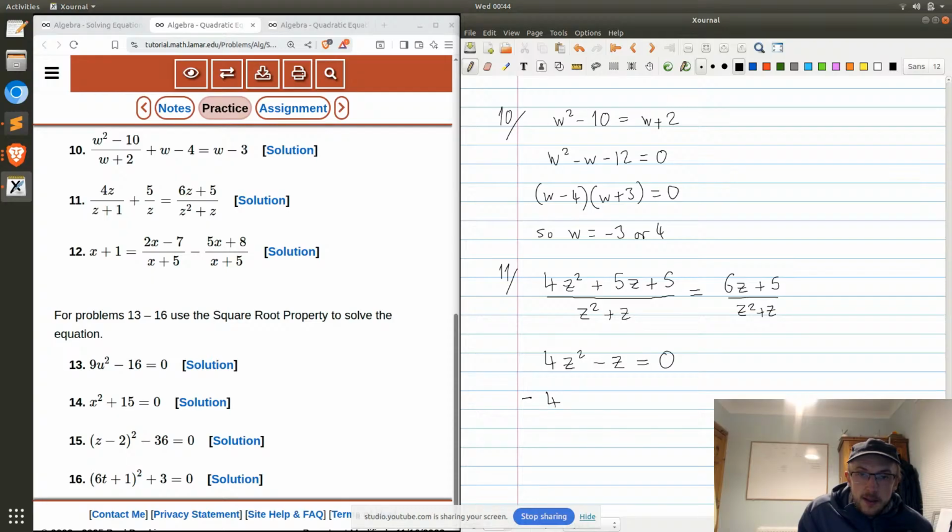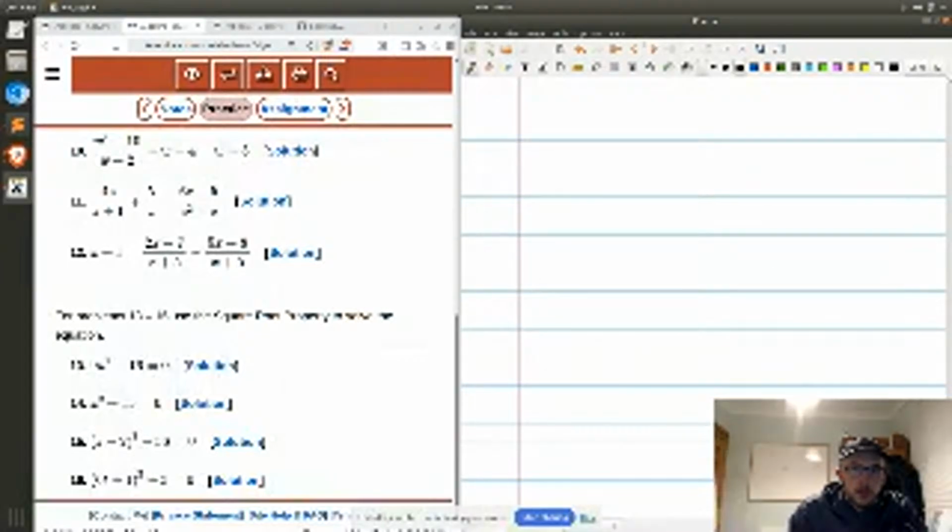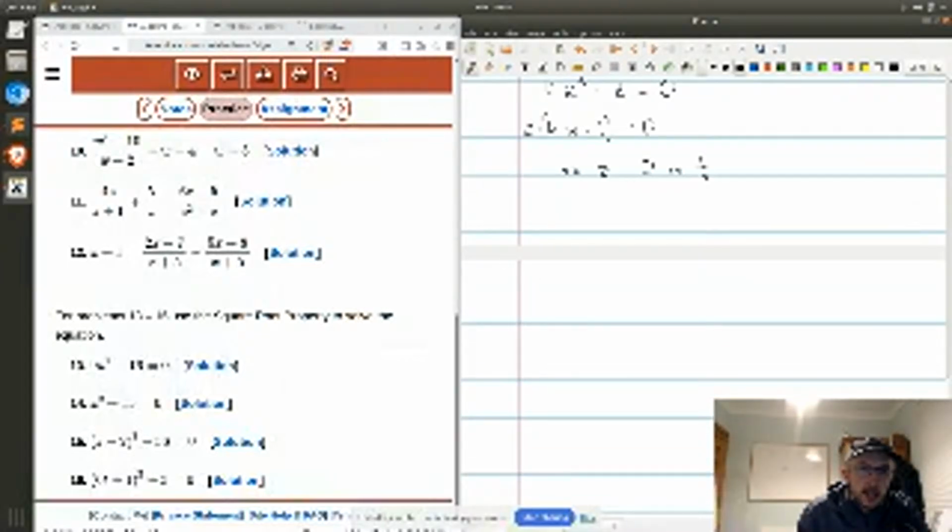And then z on the outside. And that right there. So z is equal to 0 or a quarter. We will solve the next one and then check.